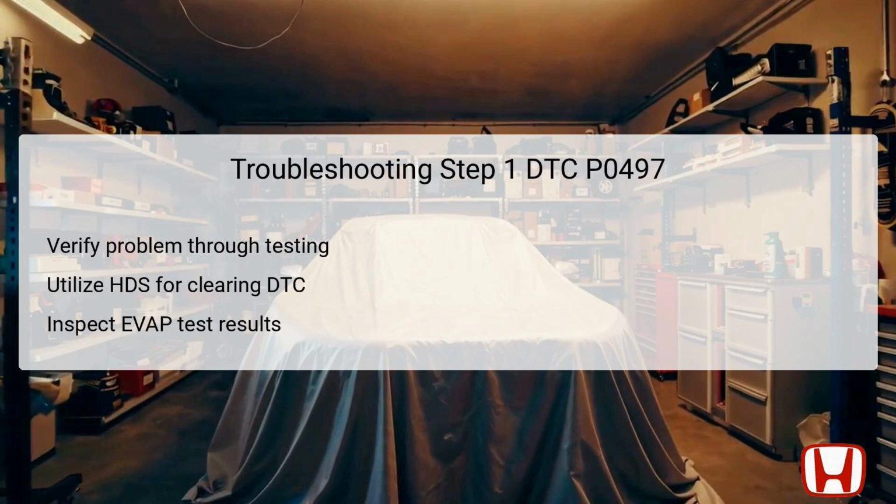operation. To begin troubleshooting for DTC P0497, the first step is to verify the problem through systematic testing. Start the process by turning the vehicle to the on mode without starting the engine, which prepares the vehicle systems for diagnostics. Next, use the HDS Honda Diagnostic System to clear the DTC and ensure that fresh diagnostic data is available for analysis. After clearing, select the EVAP test under the inspection menu in the HDS and conduct the function test. This test helps determine whether the EVAP system operates normally at that moment.